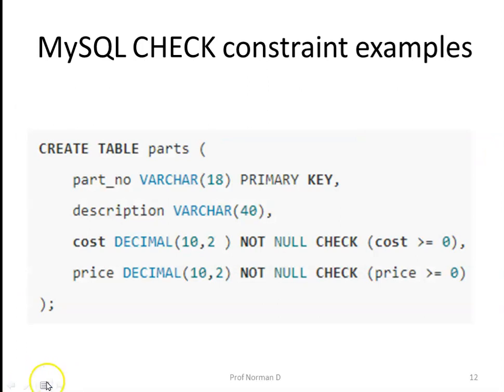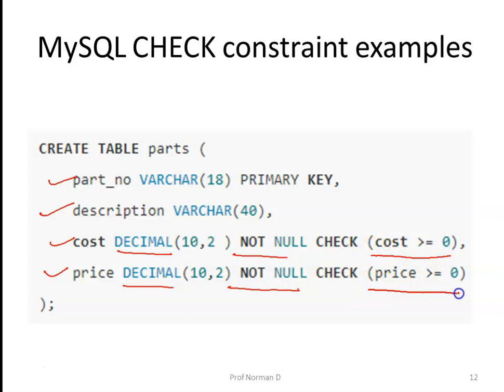Now here we are trying to create a table called parts with the attribute part number, which is a primary key, next attribute description, next attributes cost and price. The data type of cost is decimal, the data type of price is decimal, both set to not null. Now the check constraint specified on the cost attribute is that the cost must always be greater than 0, and the price also must always be greater than or equal to 0. So whenever you make an insertion, it will check these two attributes, cost and price, and make sure that the values are always greater than 0.